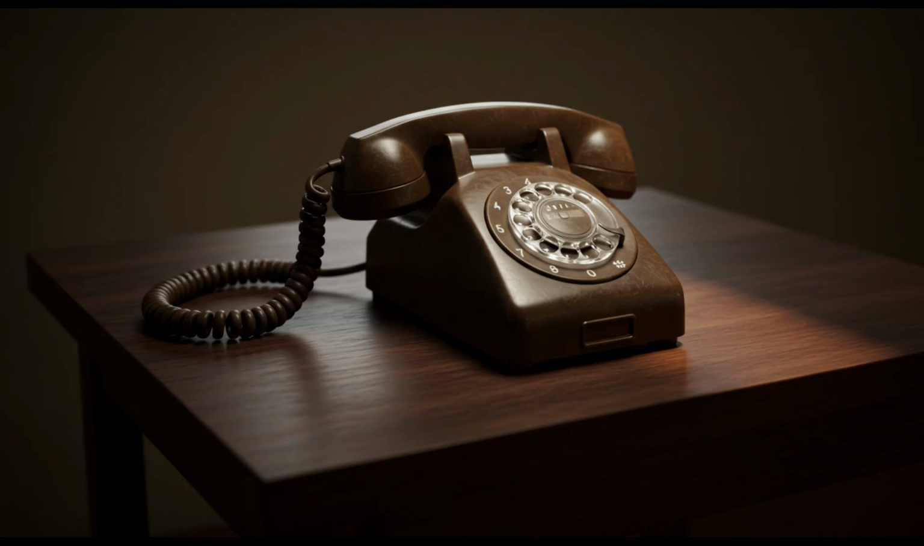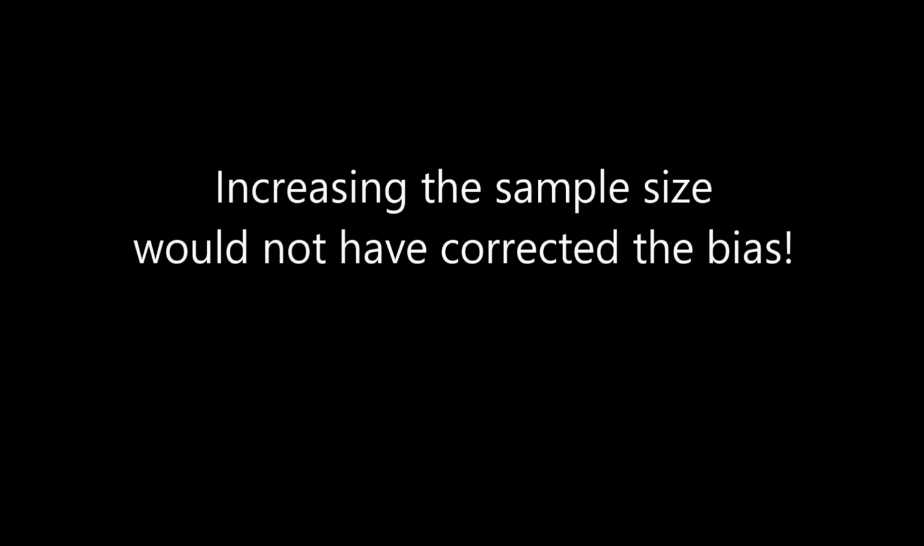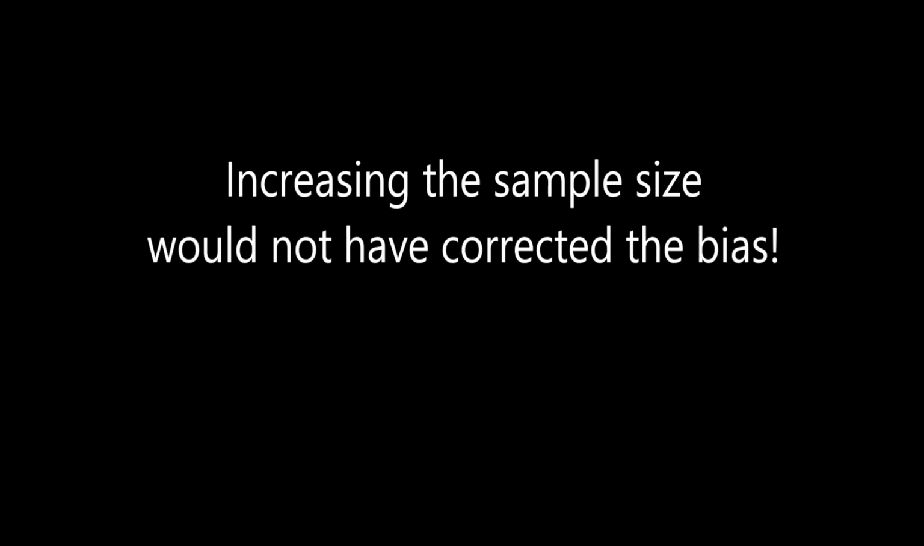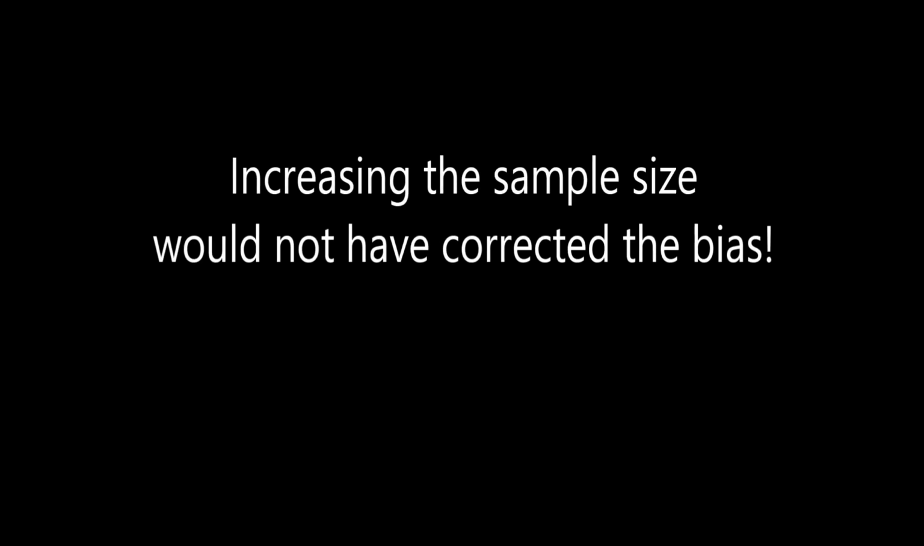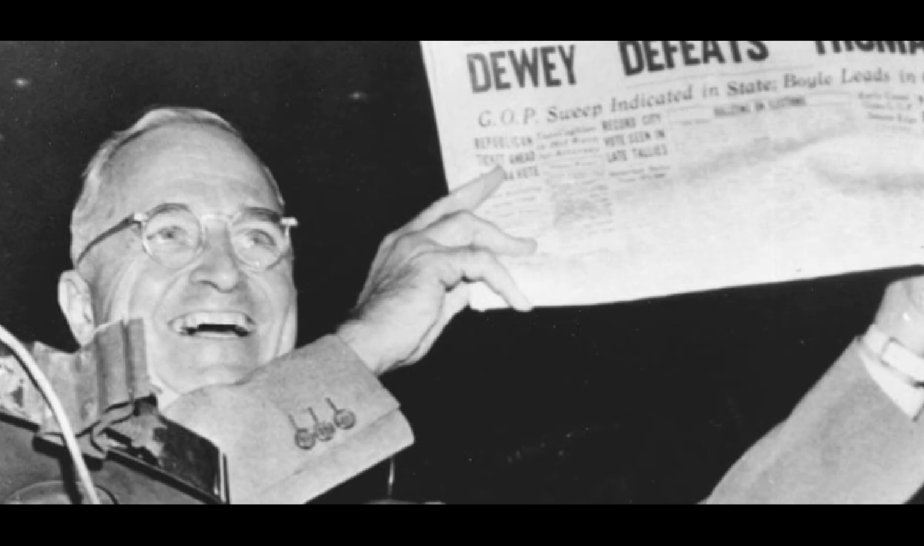This sampling bias, specifically exclusion bias, meant that the sample was not representative of the entire voting population. As a result, the polls were systematically skewed and failed to predict Truman's victory. Increasing the sample size would not have corrected this bias because the underlying sampling frame excluded a significant portion of the population. The erroneous headline, "Dewey Defeats Truman," famously illustrated this failure. So we have to pay attention as to how the sample will be generated.